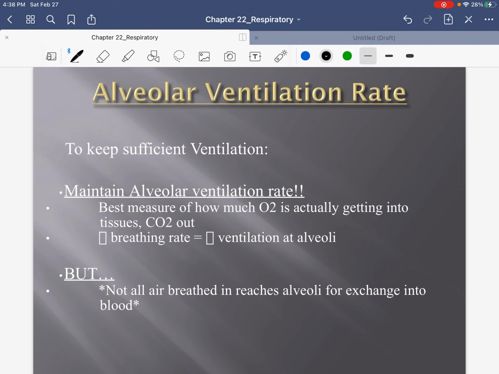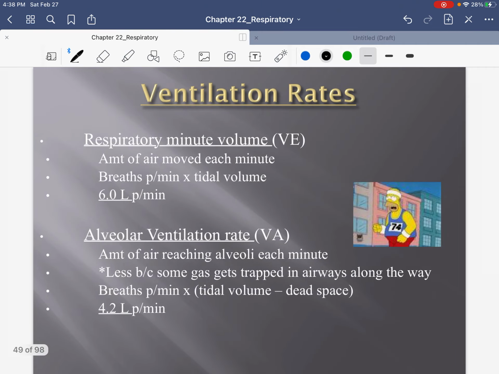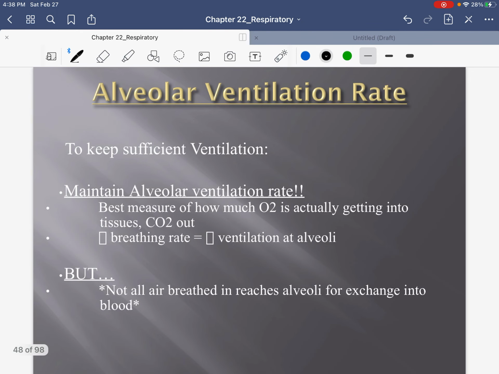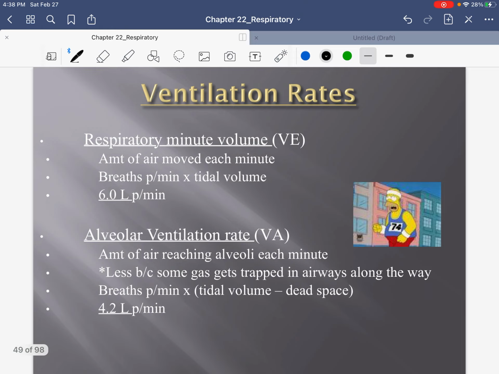All right. I think I might skip this slide, so don't worry about it. All I'd like you to do here is know these definitions. It would be pronounced V sub E, or V sub A. We could talk about respiratory minute volume, V sub E.